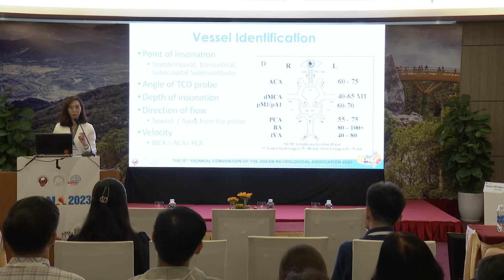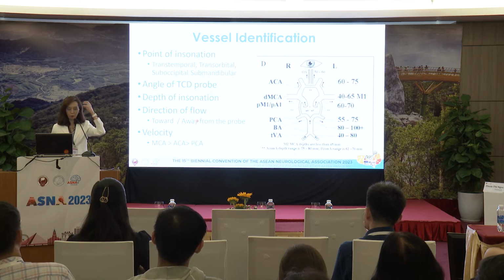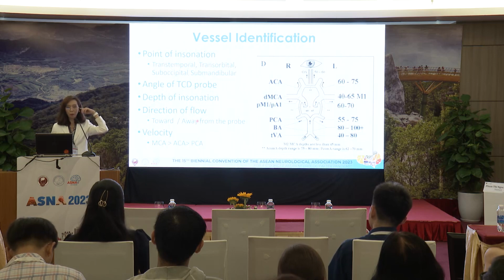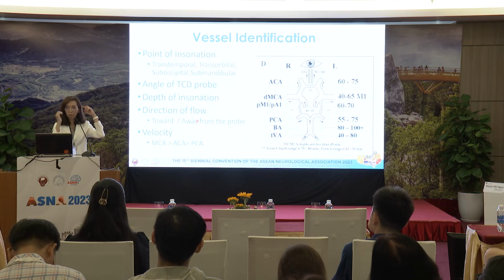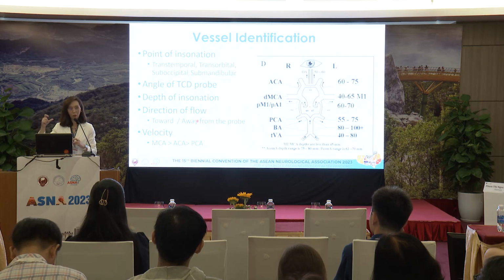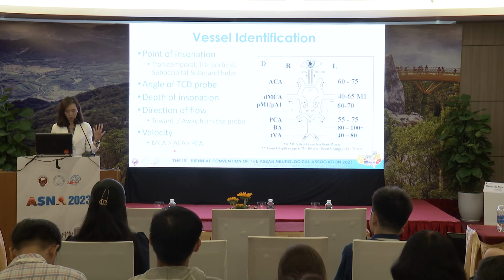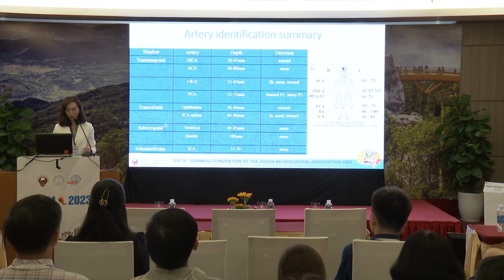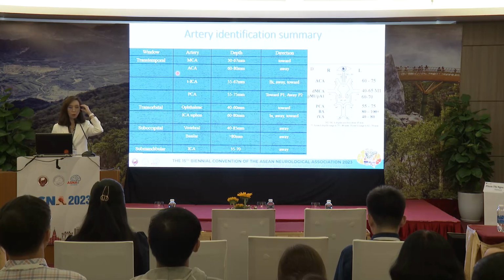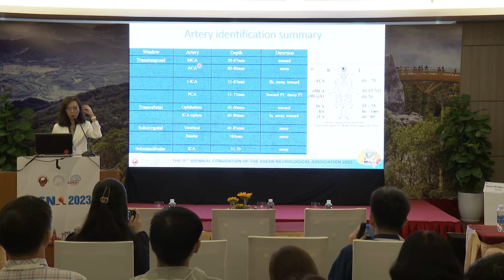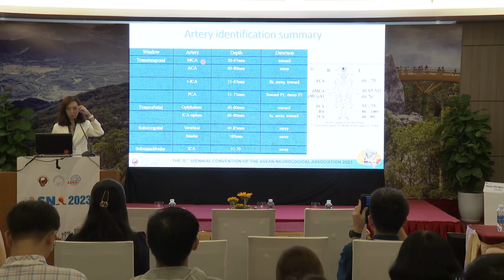Also the direction of flow. For example, with the transtemporal window, you put the probe over the temporal area. The middle cerebral artery would be moving towards the probe. So anything coming toward the probe would be the middle cerebral artery most of the time. And if you can trace it at different depths, that confirms that it is a middle cerebral artery. And then velocity: usually the MCA is higher than the ACA and PCAs. So when you look at the transtemporal window, we usually look for the middle cerebral artery first, and then we trace them along.